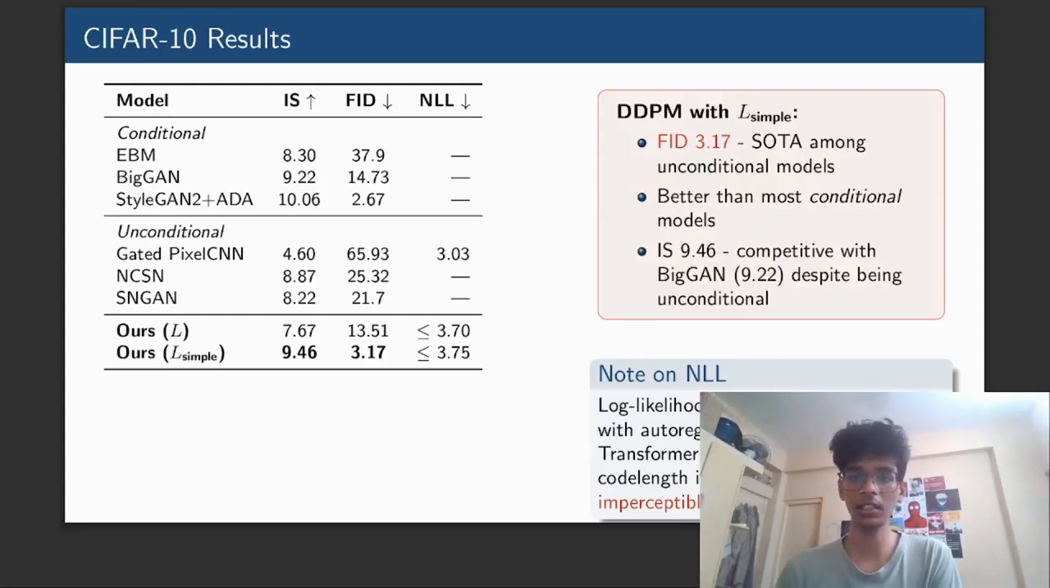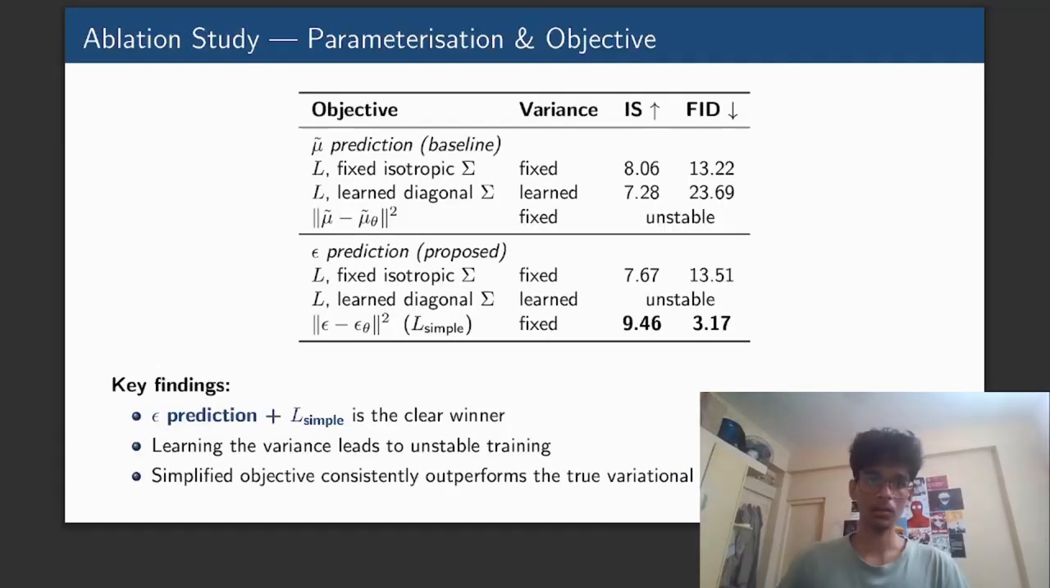But we see that there is a trade-off in NLL, which is the negative log likelihood, which basically means the compressibility of our model is worse than the other models.